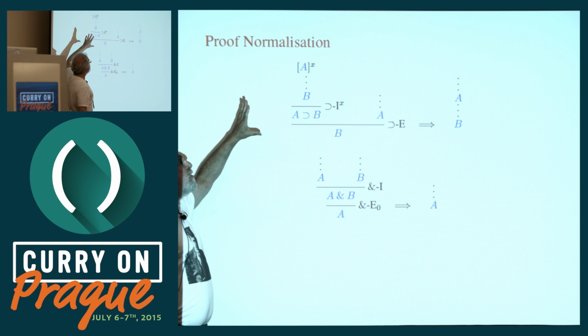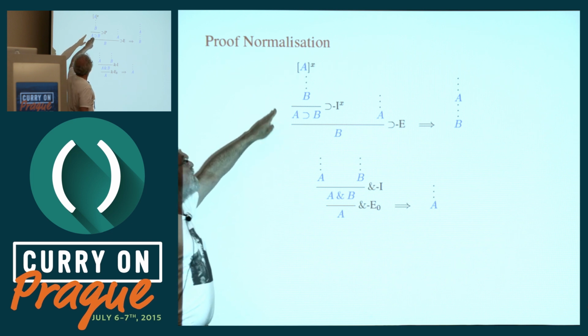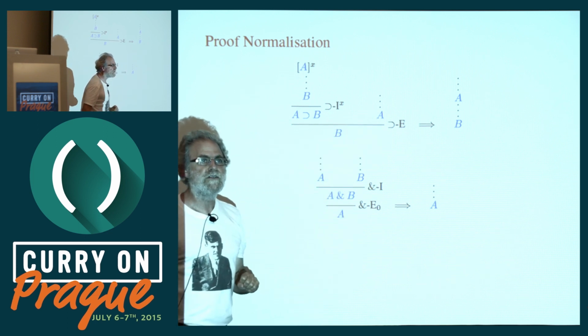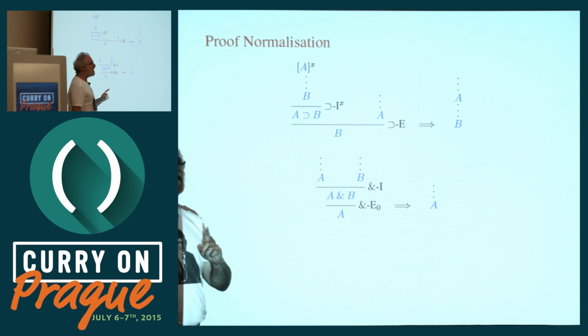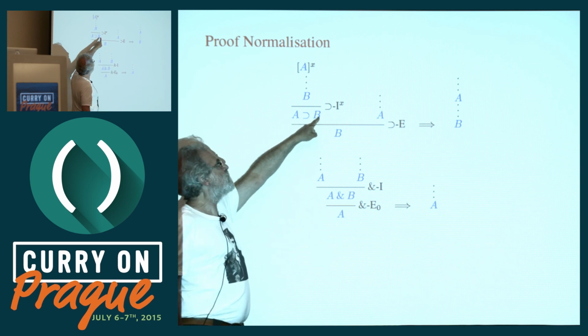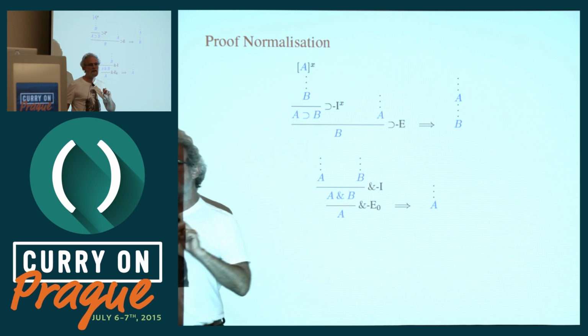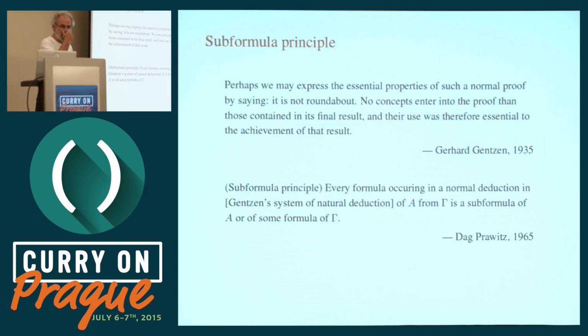Of course, when you do that, you might make the proof larger, because maybe that assumption is used many times, and maybe this is a big proof. But you're making it simpler in the sense that this intermediate formula, A implies B, you get rid of it. So you're getting rid of an intermediate formula. And when you keep doing this, you get the following property.